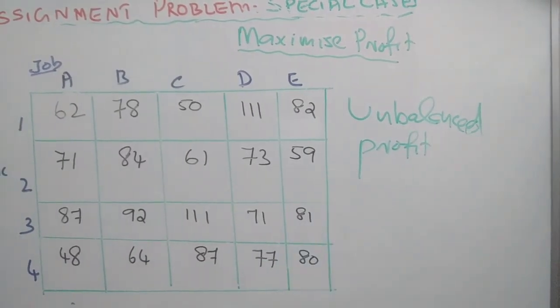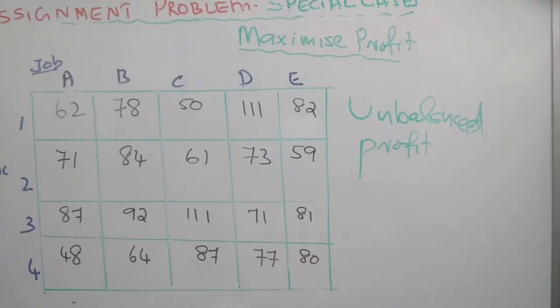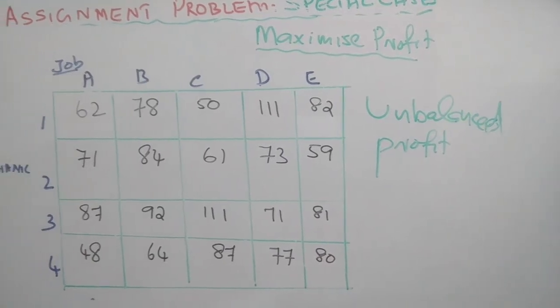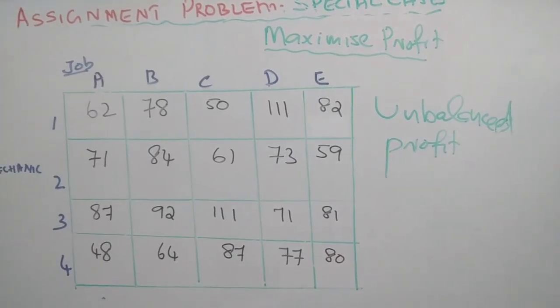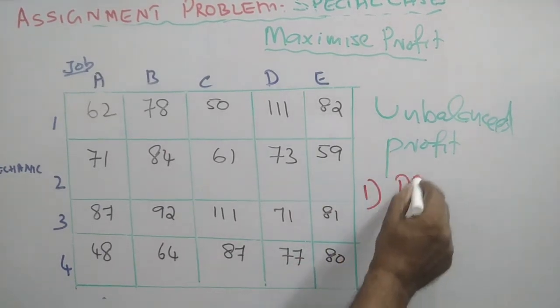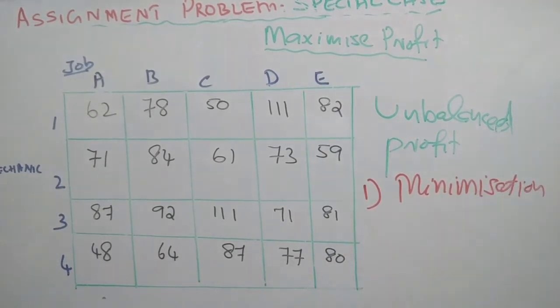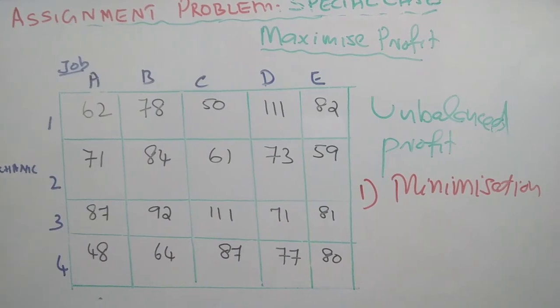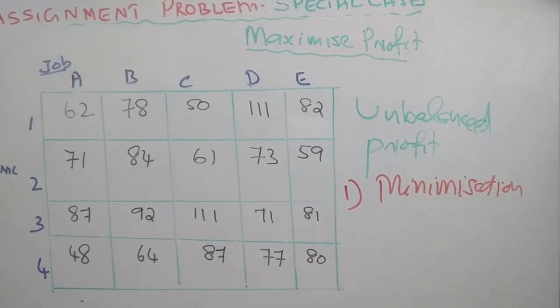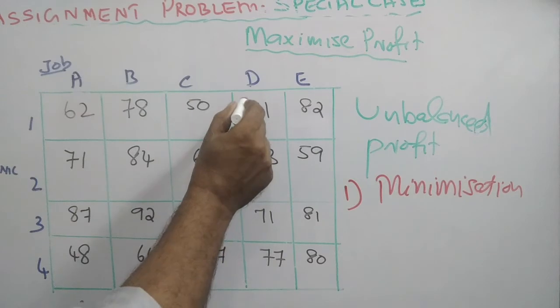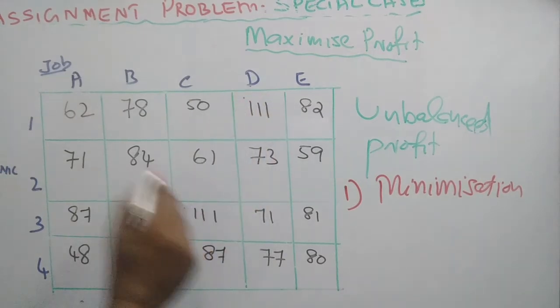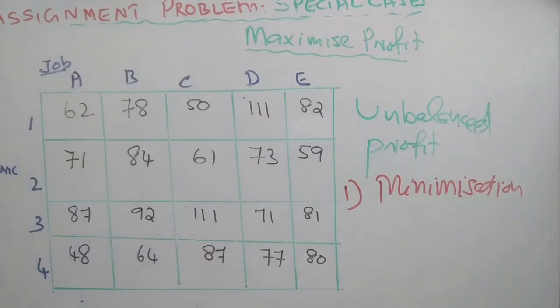Therefore, we need two levels of modification. First one, step one, change into a problem of minimization. How? What is the step? Select the largest profit value in the table. The largest profit value, that is 111. There are two largest values.